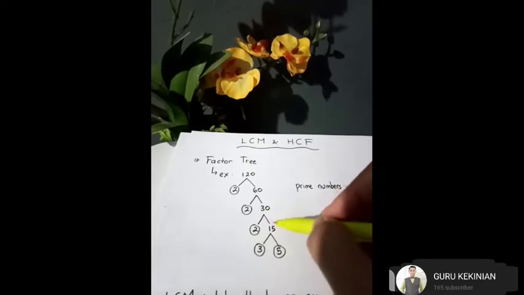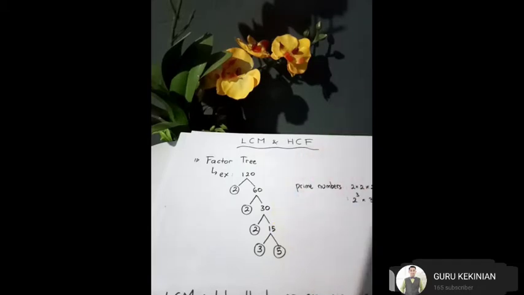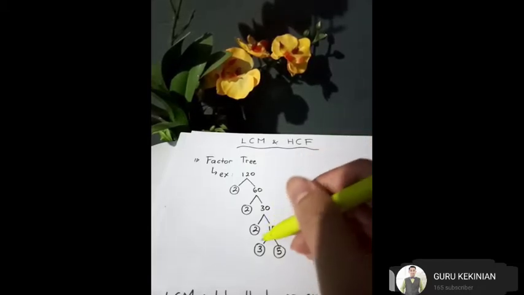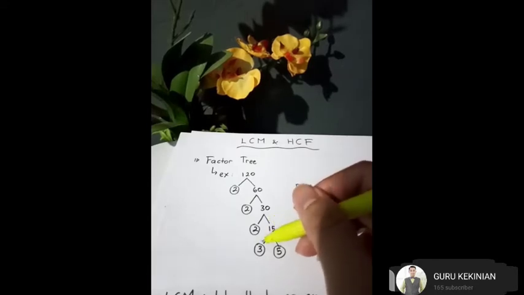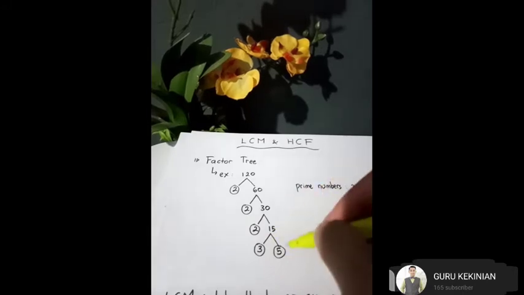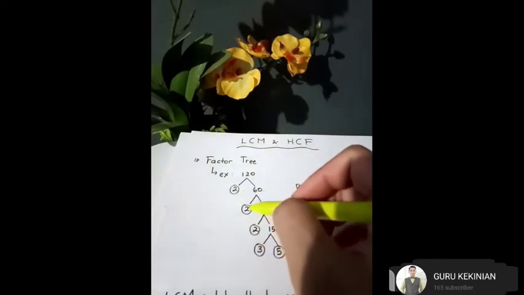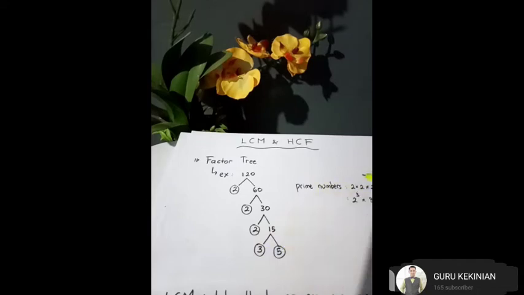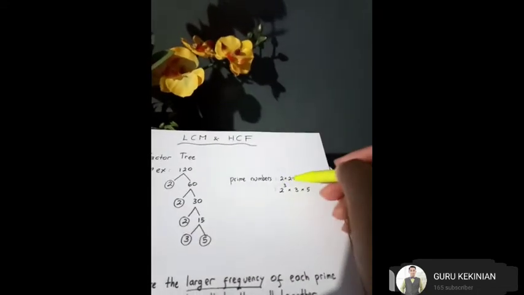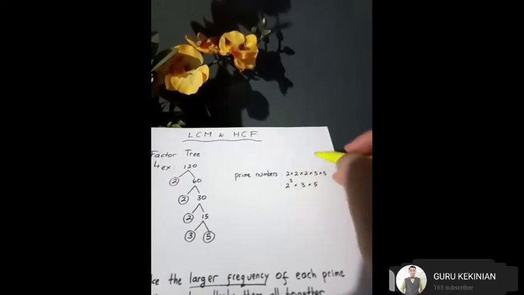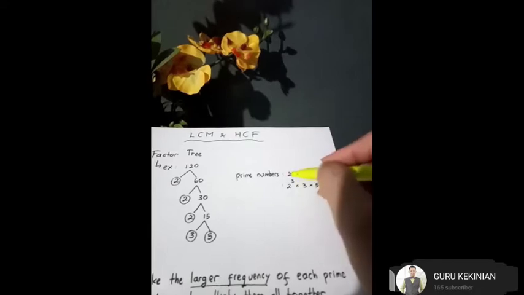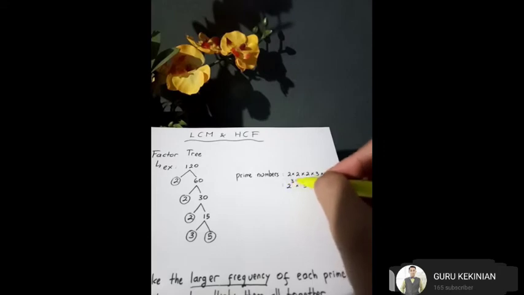Now, this number cannot be divided by 2, so we must take the next prime number, that is 3. So 15 divided by 3 and we have 5. Now, this is the last number and we cannot divide it again except by itself. So the prime numbers are 2, 2, 2, 3 and 5, and we multiply them all and we get 2 power 3 because we have 2 three times, and then times 3 times 5.